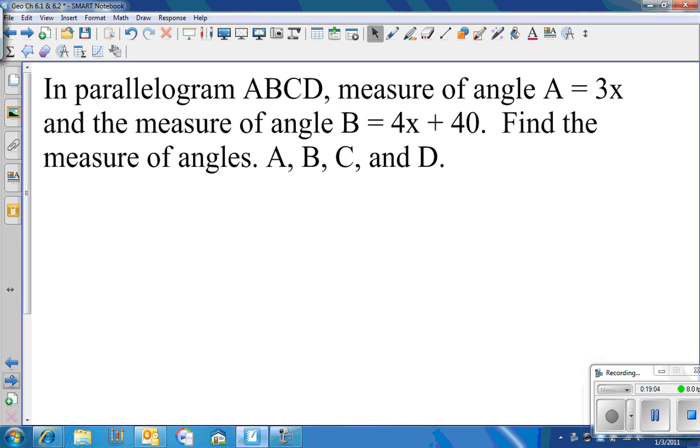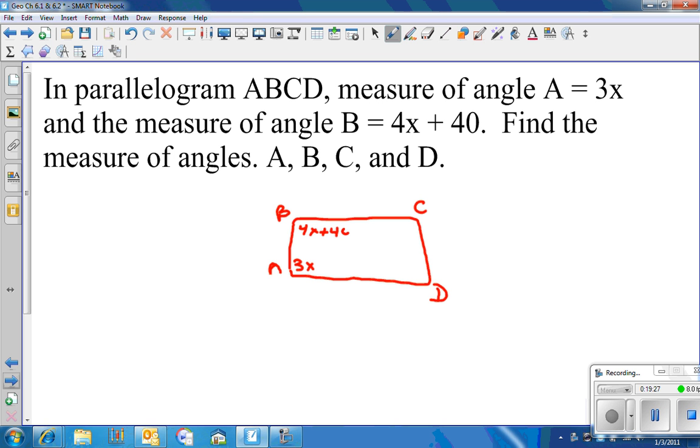In a parallelogram ABCD, the measures of the angles are: A is 3x, B is 4x plus 40. Find the measures of angles A, B, C, and D. So I like to draw a little picture, and I just label it A, B, C, D. They should go in that order as you read it. A is 3x, B is 4x plus 40, and that's all we know.